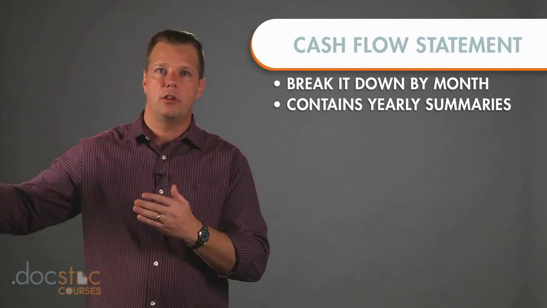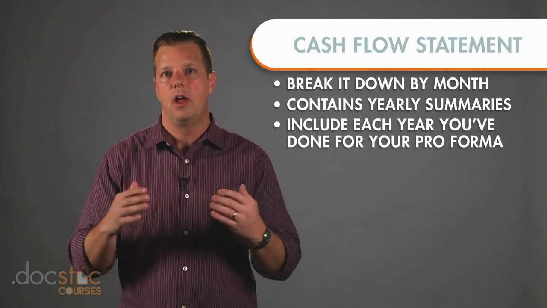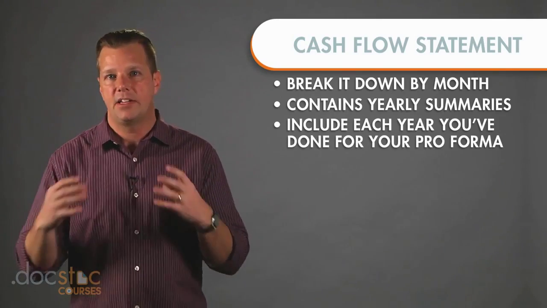Again, it's a statement. You should do it by the month. You have yearly summaries, and you want to do it as long as your pro forma income statement goes. So if you've done it for 3 years, you want a cash flow statement to do the same. It has 3 major sections.